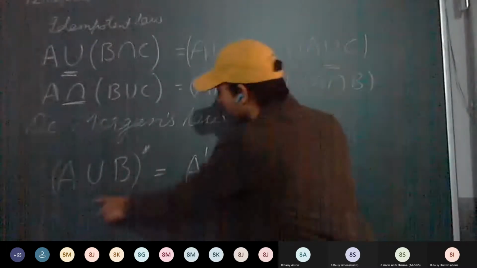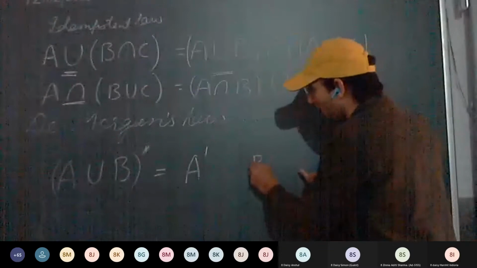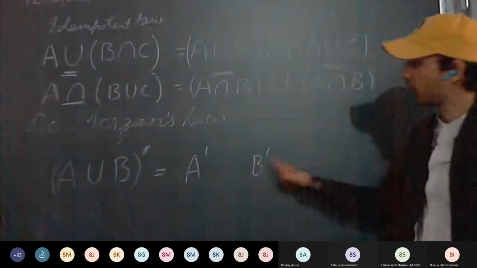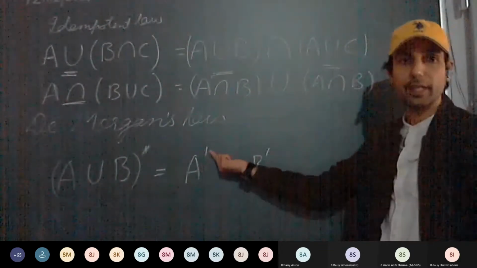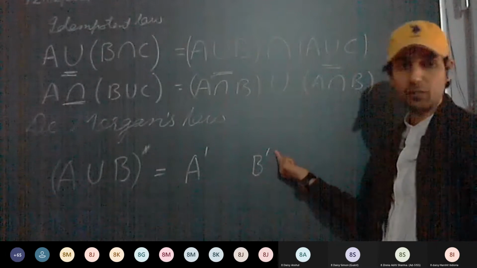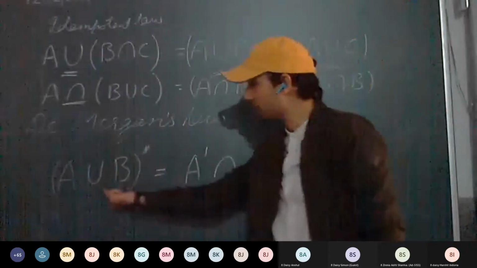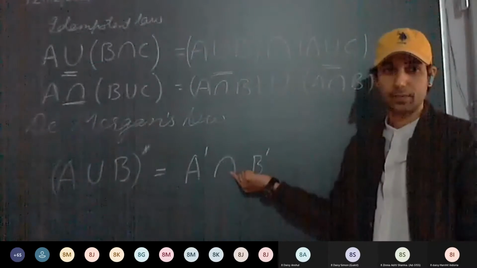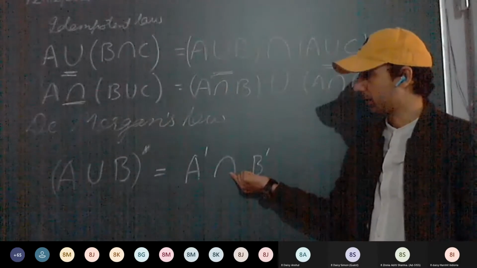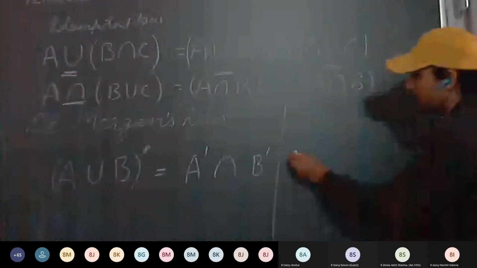First we are calculating complement of A dash, complement of B dash. First we calculate complement of A, complement of B, then take their intersection. So see, a union has changed to intersection. Understood this one?